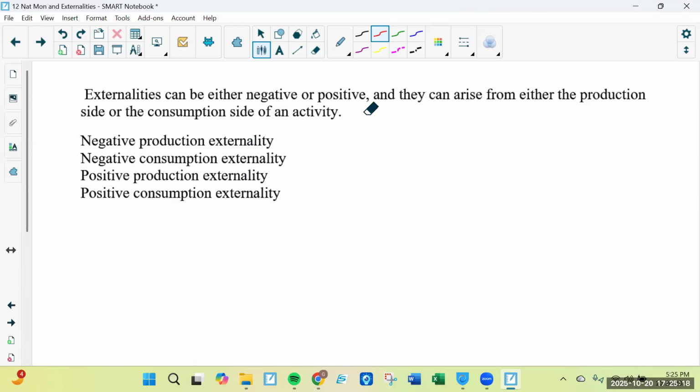All right. Again, they can either be negative or positive, and they can arise because of production or consumption. So you can have a negative production externality, negative consumption externality, positive production externality, positive consumption externality. I'm going to give you examples of all four of these, and I'm going to draw all four. On the AP exam, on the FRQ, you could be asked to draw any one of these four. You need to be able to draw all four, and I'm going to show you how to do it here.